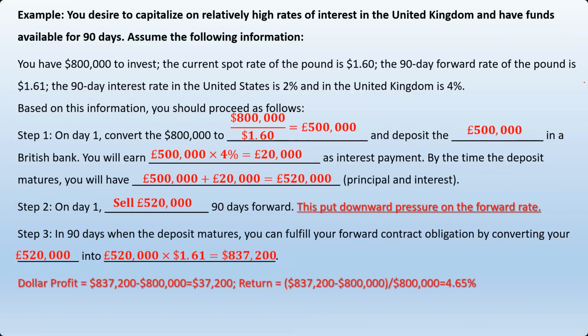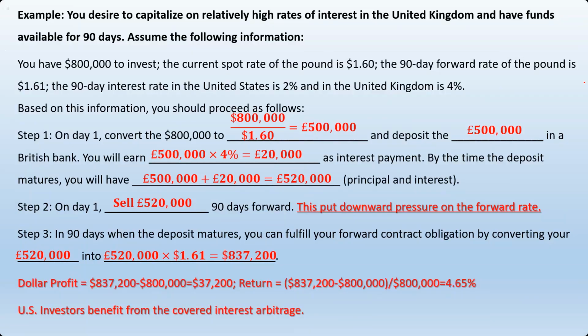37,200 US dollars. So the dollar profit will be 37,200, and the return, when we calculate it, is actually slightly higher than 4%. So 4.65%. The 0.65% more is due to the difference between the forward rate and the spot rate.